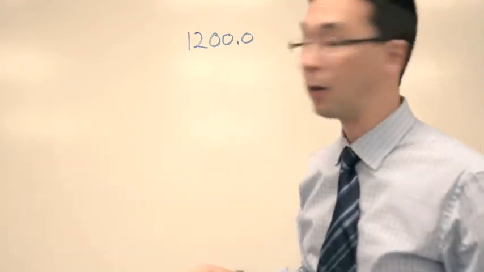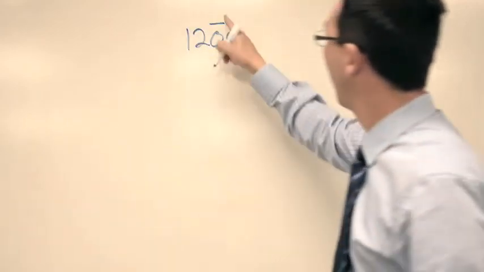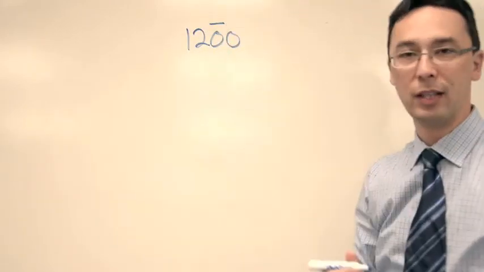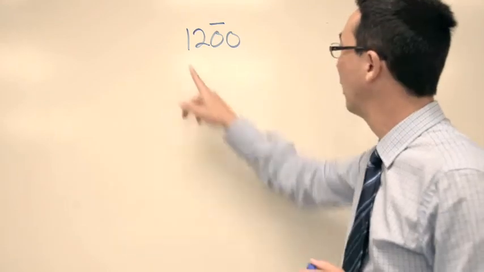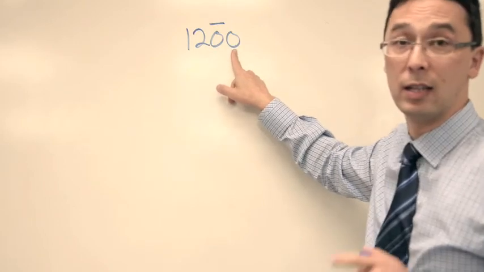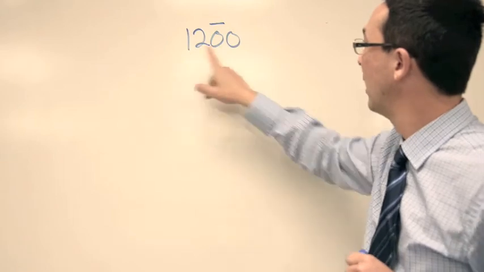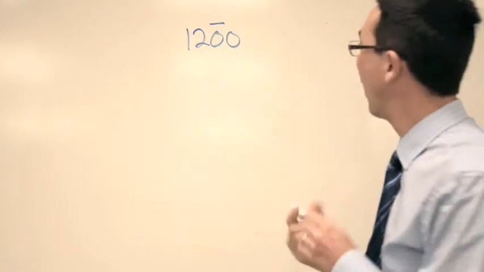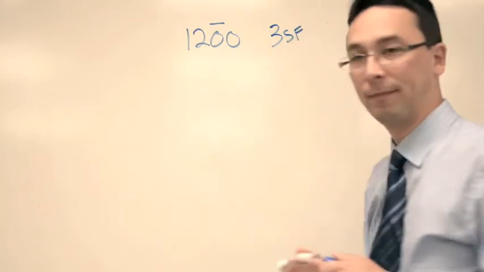Another way to make a zero count is to put a bar over it. That bar indicates that this zero is significant, and therefore there are 3 sig figs in this one. 1, 2, 3. This zero trails, but it does not have a decimal place in the measurement, and so that zero doesn't count. That would be 3 sig figs.